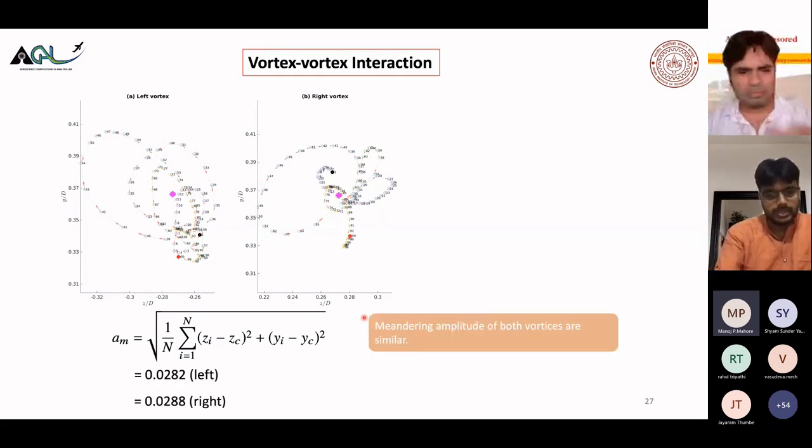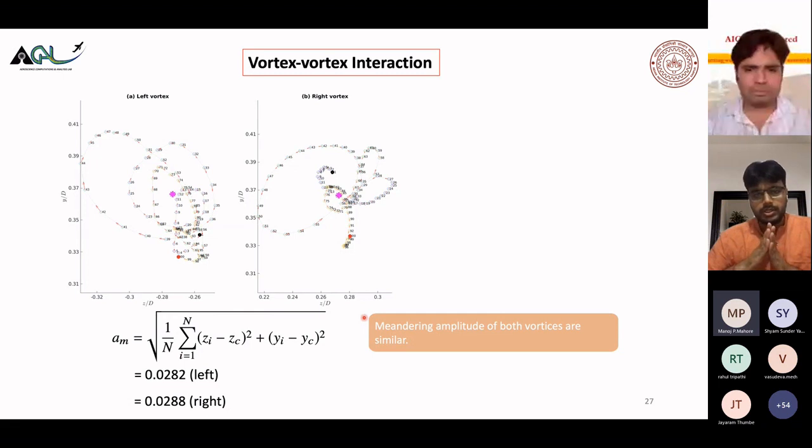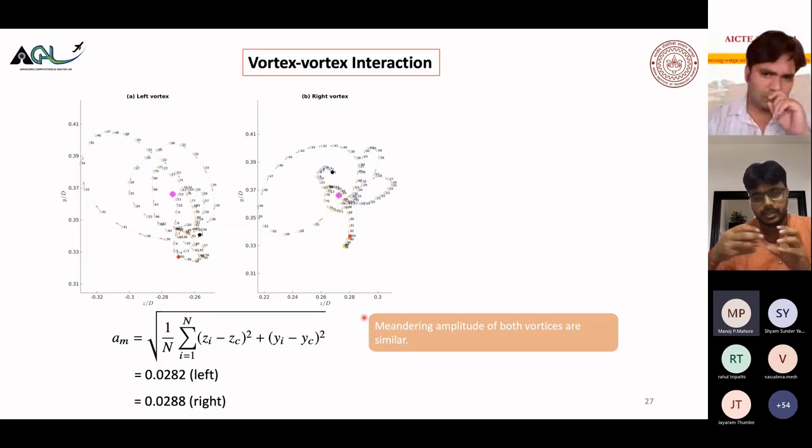Although they both look very different in trajectories, their meandering amplitude is almost the same, right? So remember that both the vortices are developing from the same base. There is nothing to favor one vortex against the other, and that is what is seen here also. Although they are following different trajectories, the net effect is the net amplitude where they can go, or the RMS amplitude, remains the same.